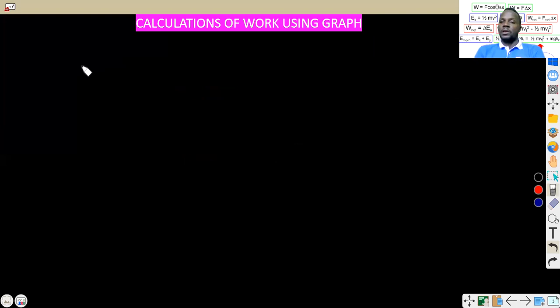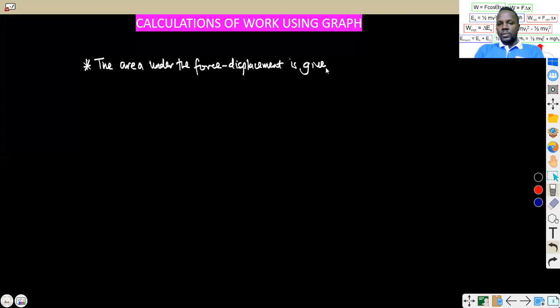Now, let us write down a note to understand this concept very well. The area under the force-distance or force-displacement curve is given as work done. So students need to be careful about this, because some questions can ask you to calculate the work done by a body that is under a curve.